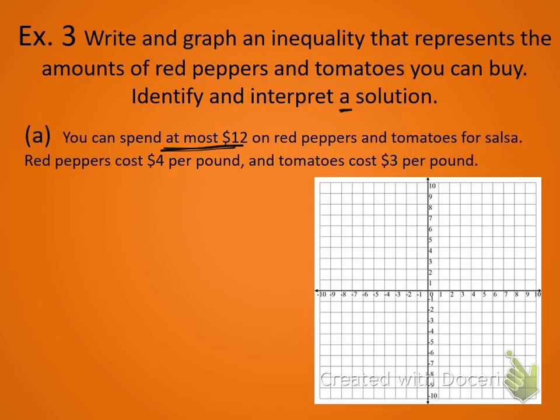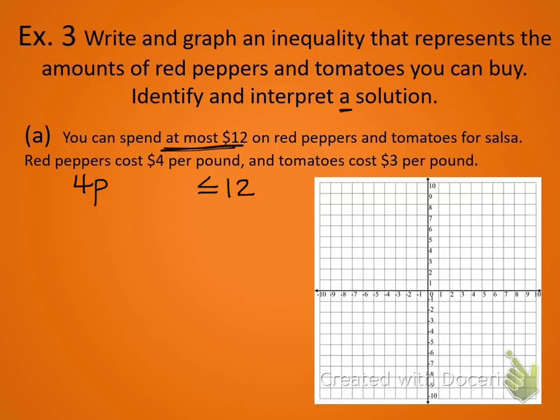So I know that I'm spending less than or equal to 12, because at most, I can spend the full 12, but I can't spend any more than that. So I know my symbol is less than or equal to. On red peppers and tomatoes for salsa. The red peppers cost me $4 a pound. So I'm going to use 4 and I'm going to use P for peppers.